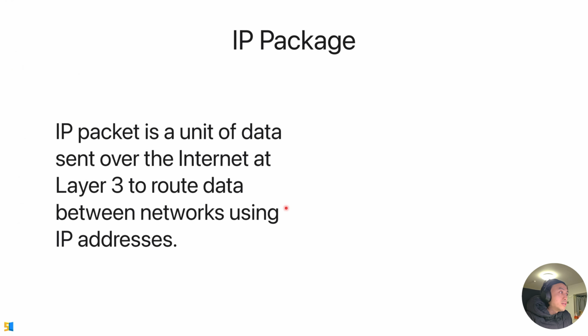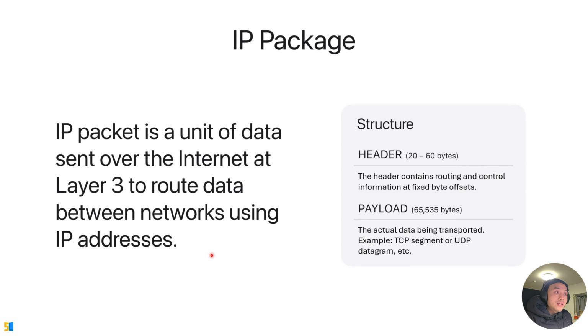So IP package is a unit of data sent over the internet at layer 3 to route data between networks using IP address. The package has header and the payload. The header size is between 20 to 60 bytes. So minimum size is 20 bytes, but it can be extended up to 60 bytes. And the payload has a maximum size.